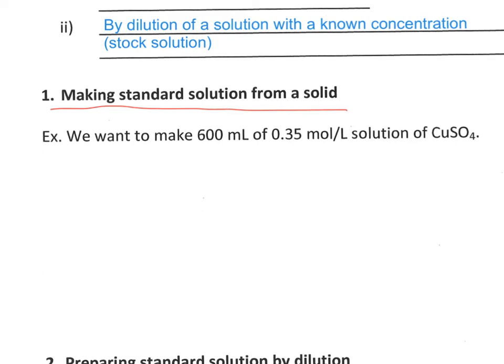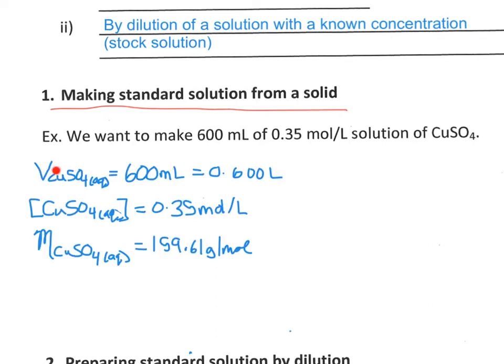So the very first thing you need to do is write out your givens. The volume of the copper sulfate solution is 600 mL, which equals 0.600 liters. Concentration of copper sulfate, 0.35 moles per liter from right here. And remember, you will always have your molar mass from your periodic table. If you calculate it for the copper sulfate, it's 159.61 grams per mole.